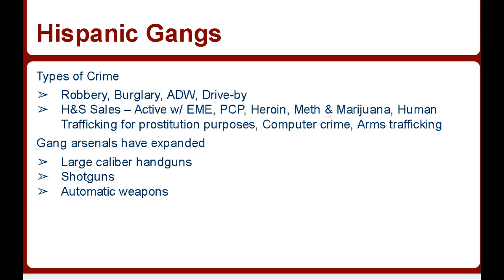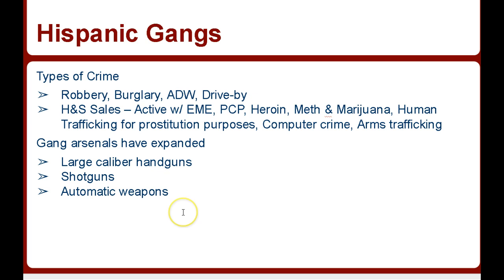Nowadays, the types of crime that most Hispanic gangs are involved in is robbery, burglary, assault with a deadly weapon, your drive-by shootings. Drug sales is the number one thing to keep gangs afloat. They've been active with the Mexican mafia, and then selling and manufacturing PCP, which used to be really big in the 80s, maybe not so much anymore, but it does make a comeback every once in a while. It's basically a tranquilizer. Heroin, meth, marijuana, human trafficking for prostitution purposes, your computer crime, arms trafficking.